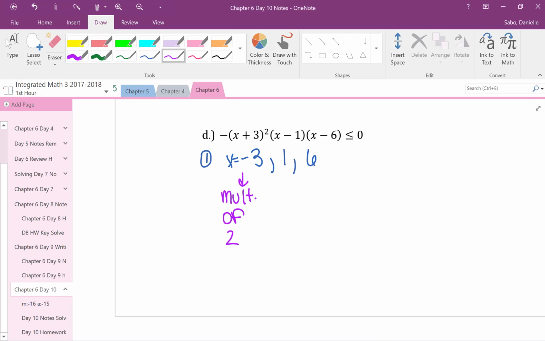So now we can move on to our second step, which is to talk about the degree and the leading coefficient. This one might be a little bit more challenging. I have 2 x's here, 1 here, and 1 here. So what is my degree? 4. Is it even or odd? Even. So I have an even degree. And do I have a positive or negative leading coefficient? Negative. Okay, that's this guy.